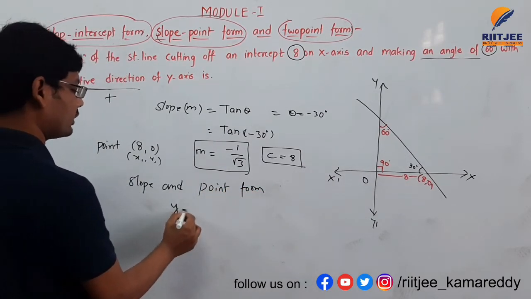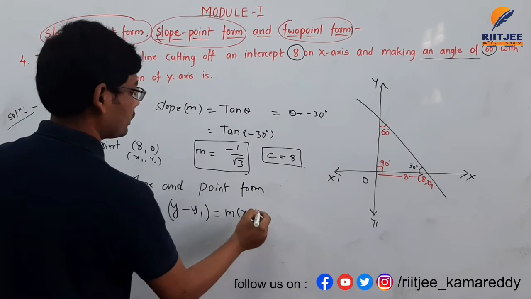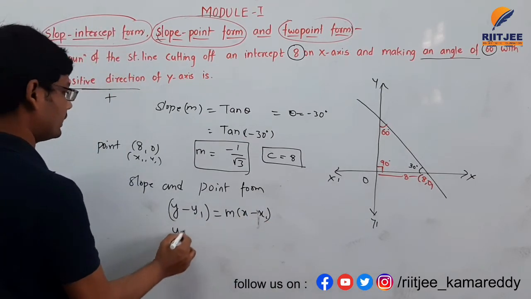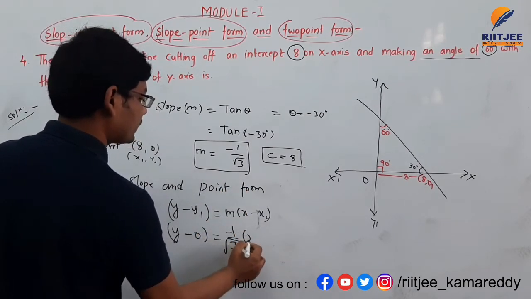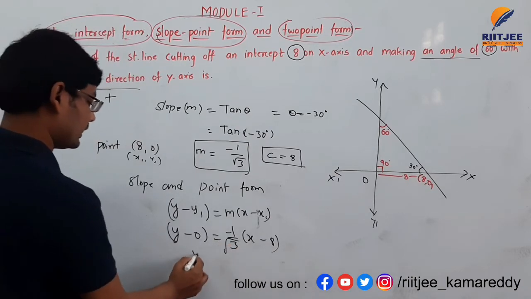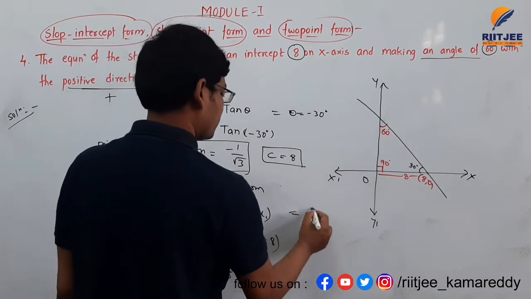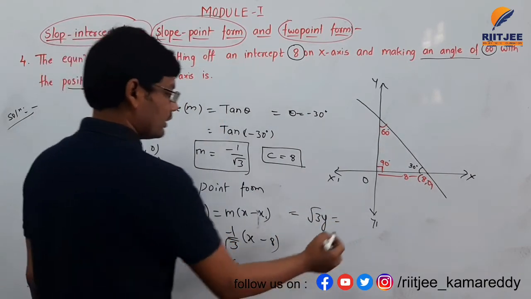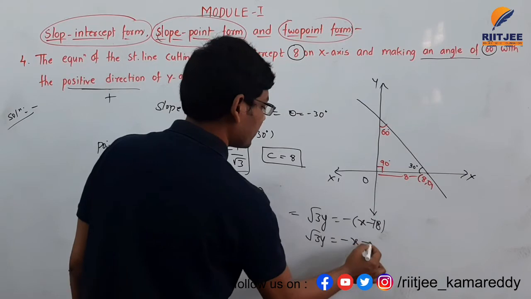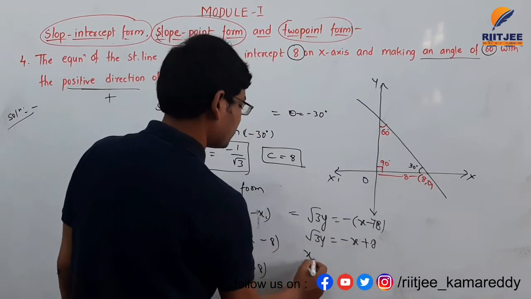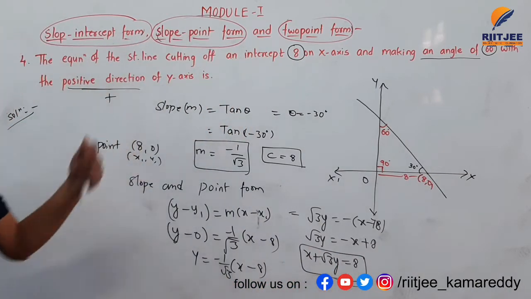That is nothing but y minus y1 is equal to m into x minus x1. Y minus y1 is 0 here, and m is minus 1 by root 3, x minus 8 here. So let's cross multiply: y is equal to minus 1 by root 3 into x minus 8. Now multiply root 3 into y is equal to 0, minus x plus 8. Now root 3 y is minus x plus 8. Next, if you bring this side, x plus root 3 y is equal to 8. This is the final solution for this question.